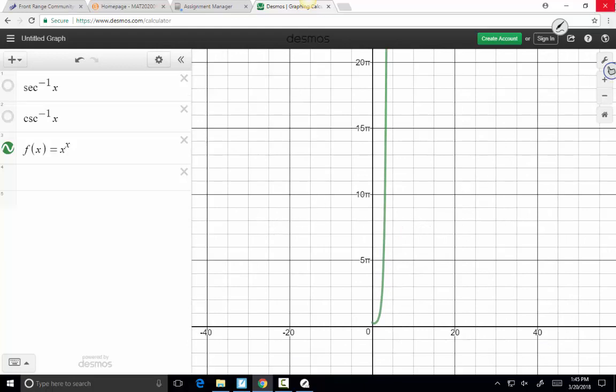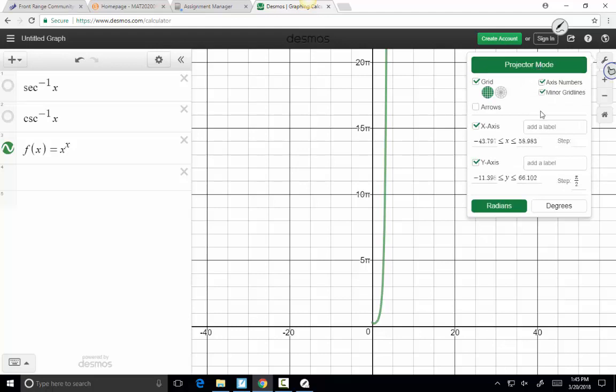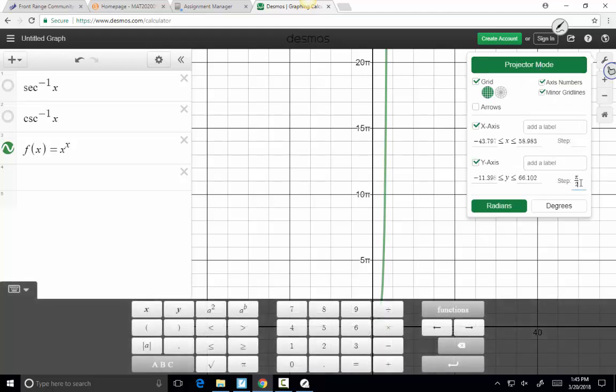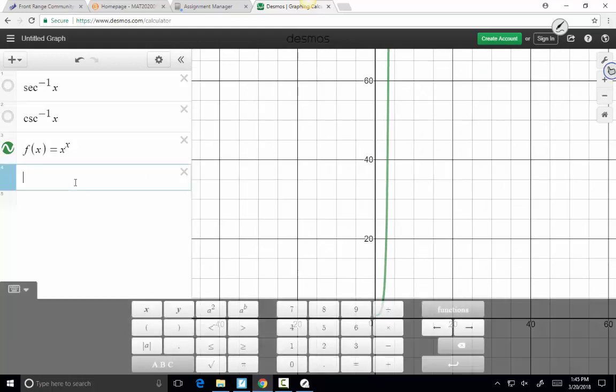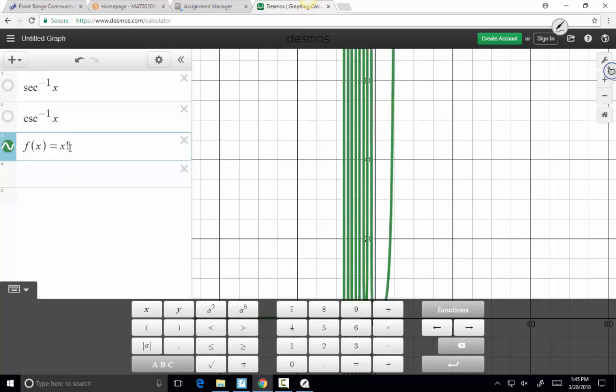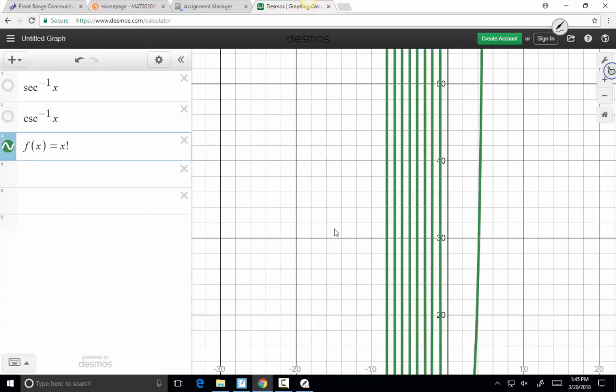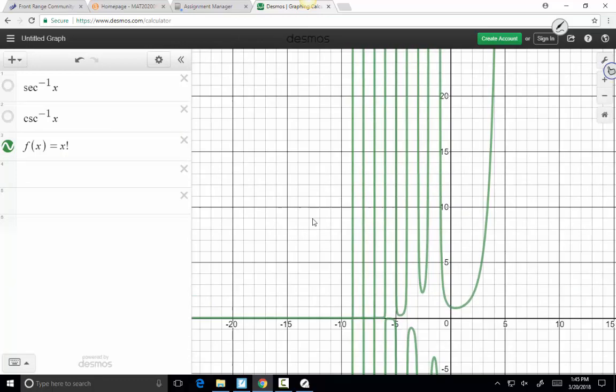Now let's make an observation that we don't need a pi as our step. What? Oh, I put x to the x. What did I mean to do? This is why it didn't work, because I graphed the wrong function. I was surprised that it didn't graph it. So here is a picture of the gamma function.